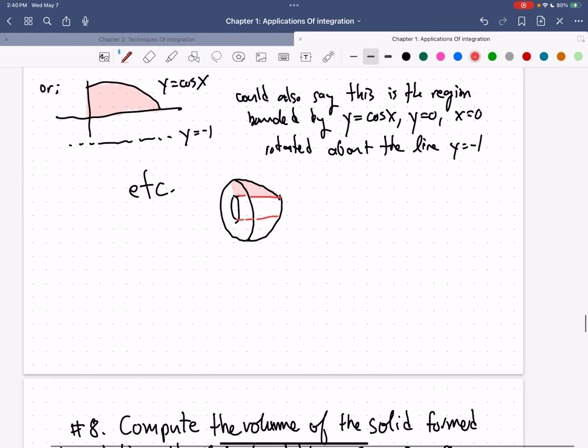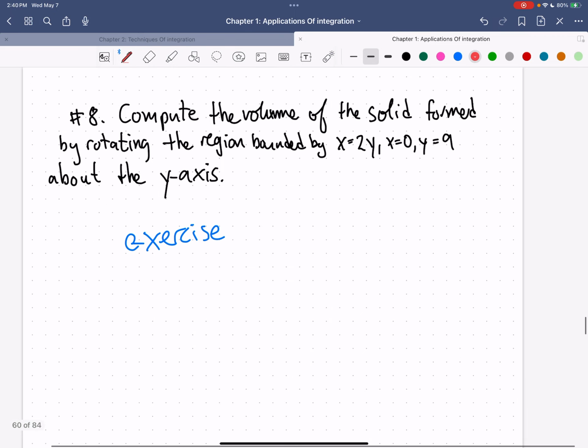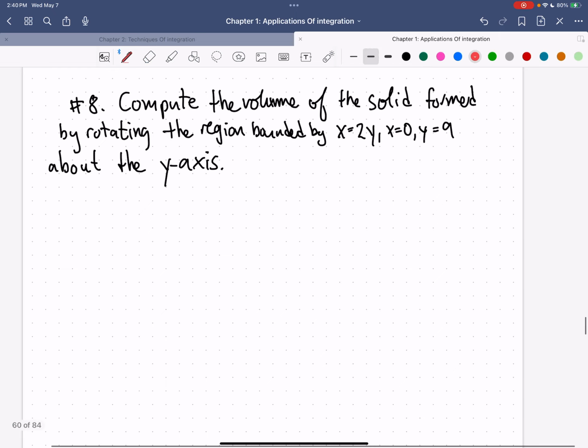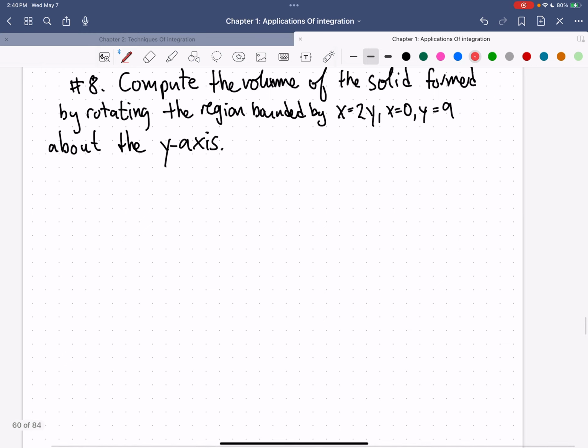And this one I think we get to use some geometry if we want. Okay, so here we're going to compute the volume of the solid formed by rotating the region bounded by the curves x is equal to 2y, x is equal to 0, and y is equal to 9 about the y-axis. All right, let's do a sketch, as always.